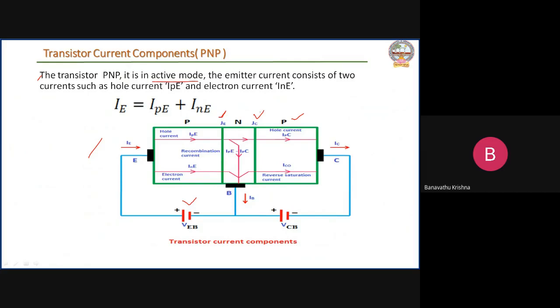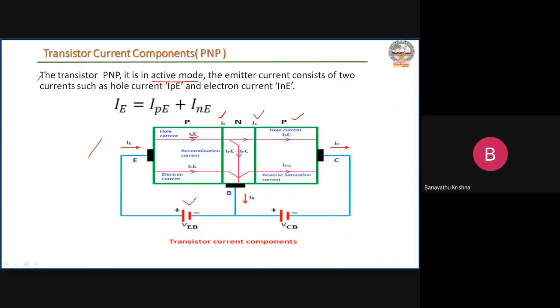Let us come to this point here. By this forward bias condition, there is a movement of charge carriers in the P region, the emitter region. Due to that huge movement of charge carriers, we expect a current, in the same direction as the movement of charge carriers. That current is nothing but the hole current in the emitter region, or emitter current due to the movement of holes. That is called IPE.